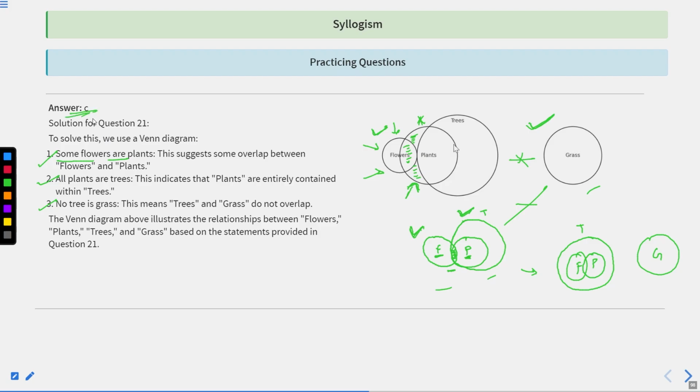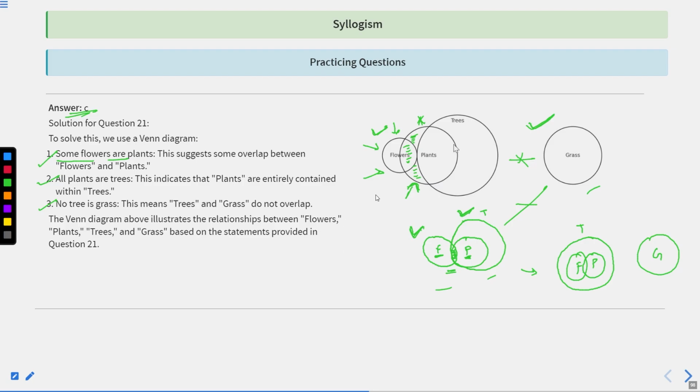So I suppose you have understood, my dear students, how the small fraction of the statements, some fruit flowers and plants, and all plants are trees, allows us to conclude from this Venn diagram that there are some flowers which are plants or trees. Is it correct? Correct. So is there any possibility that all flowers can be trees? It can be possible if this particular Venn diagram would have been there.